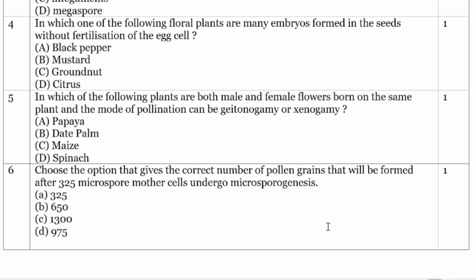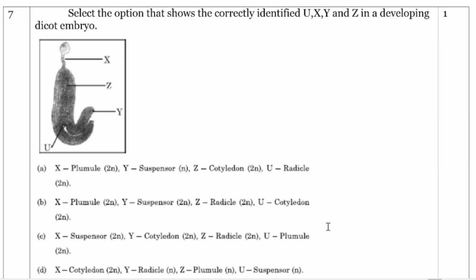Then choose the option that gives the correct number of pollen grains that will be formed after 325 microspore mother cells undergo microsporogenesis. We know that every single microspore mother cell or pollen mother cell undergoes meiosis to give rise to 4 daughter cells. So here the number is 325, multiplied by 4, we will get 1300 microspores. Select the option that shows the correctly identified U, X, Y and Z in the developing dicot embryo. X is the suspensor, Y is the cotyledon, Z is the radicle and U is the plumule.